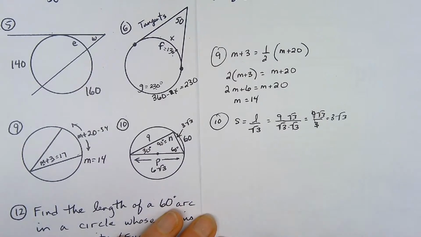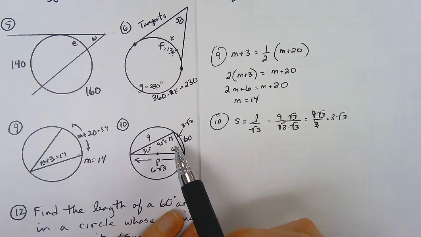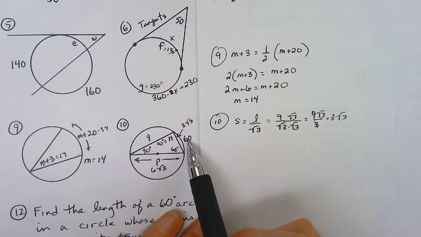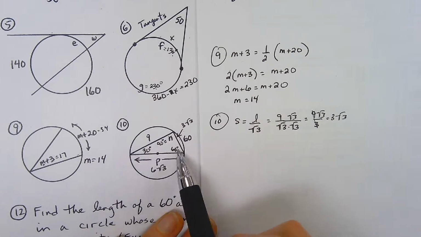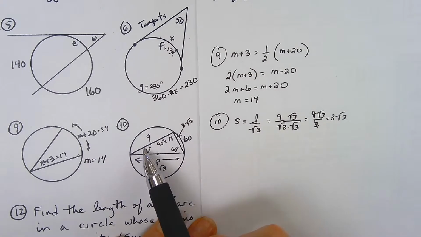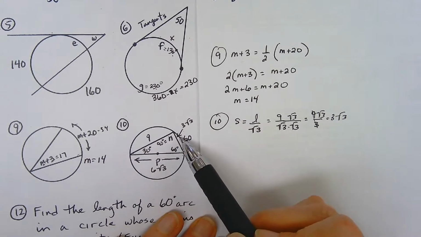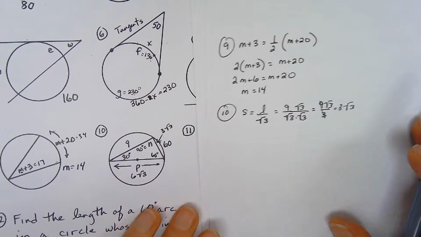30, 60, 90 inscribed in a circle. And we discovered it by not only recognizing that this was 90 degrees, but that because this arc was 60, this angle is 30. So we have a 30, 90, this has to be 60. And so we can use our knowledge of 30, 60, 90 special right triangles to find the length of the short side first, and then the length of the hypotenuse.